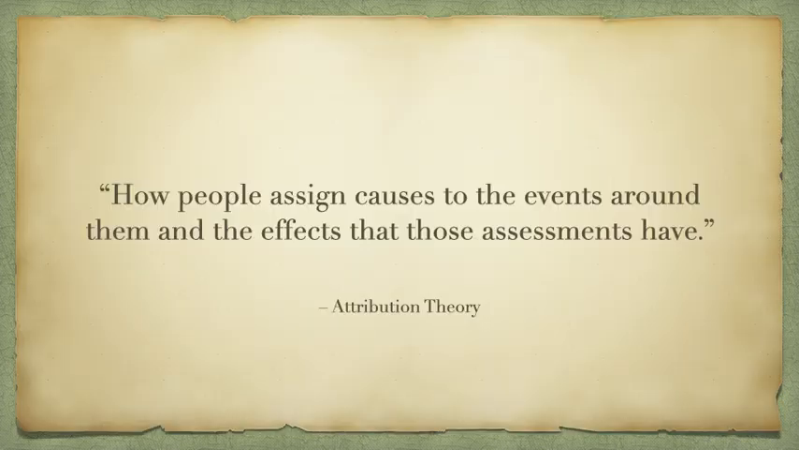Attribution theory is how people assign causes to the events around them and then the effects that those assessments have. So not only what category we put a behavior in, but then because we put it in that category, usually there is a reaction or an action that we take. So if someone is driving and cuts me off in traffic, am I more likely to say that person's a jerk and probably does that all the time? Or am I the type of person that says, well, maybe there's some reason that person has to be in a hurry and that they're doing what it is that they're doing.